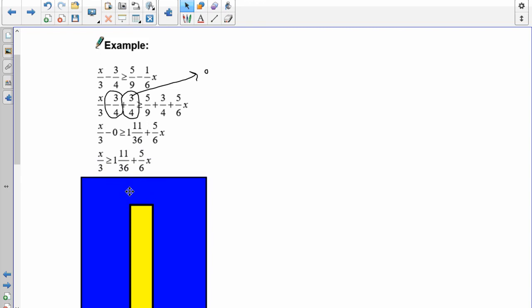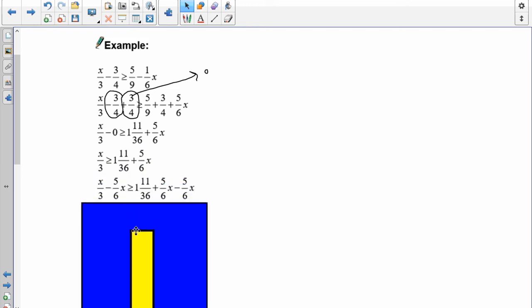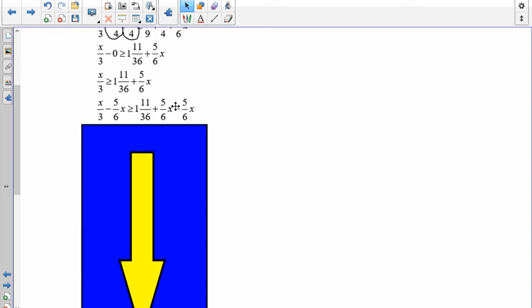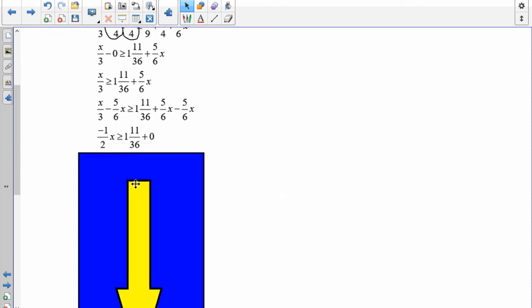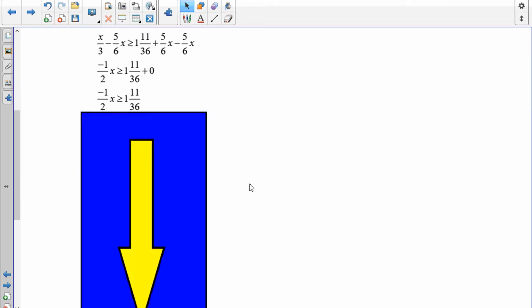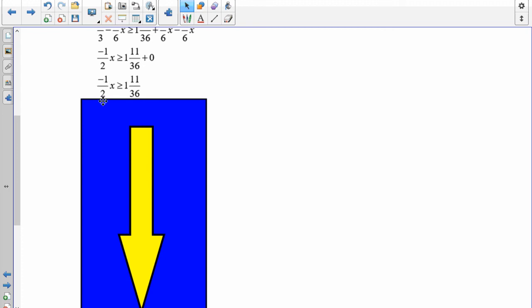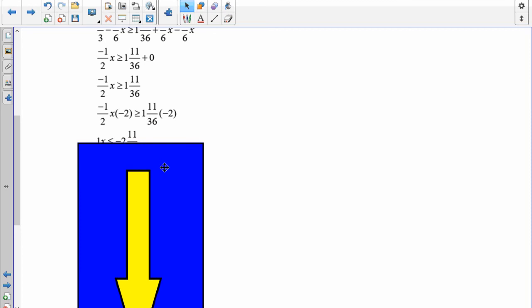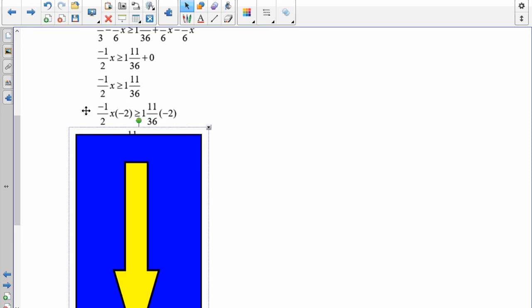Now I need to get rid of the 5/6 x and the x over 3. And to do that, I'm going to subtract 5/6 from both sides. Okay. Now when I do that, this becomes 0. And over on the right-hand side, I end up with negative 1/2 x greater than or equal to 1 and 11/36 plus 0. So this is where I'm now at. So I've got to get rid of the negative 1/2. To get rid of negative 1/2 times x, all I've got to do is divide by negative 1/2. Or you can look at it this way.